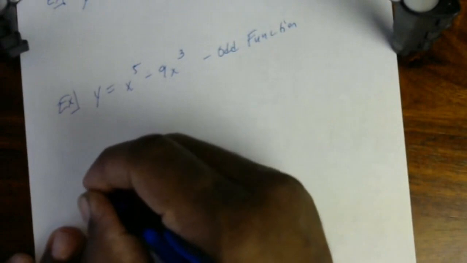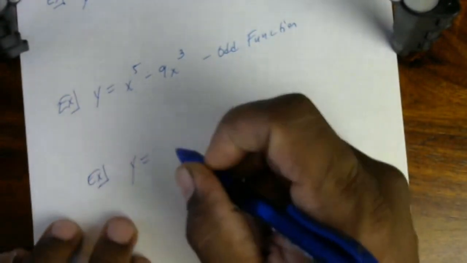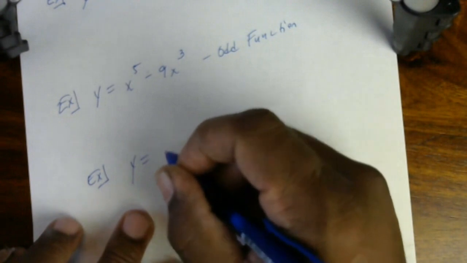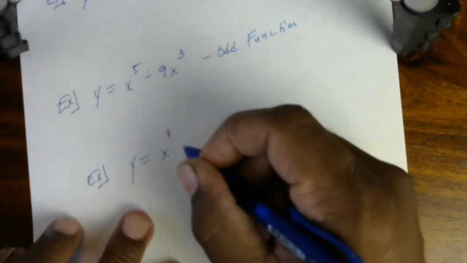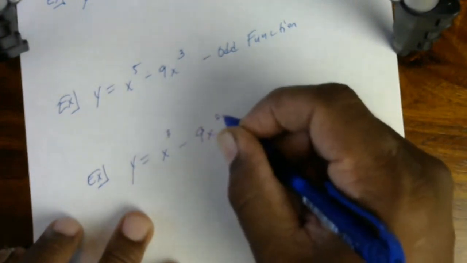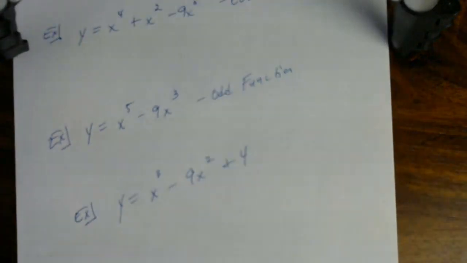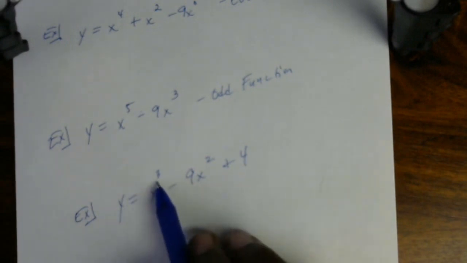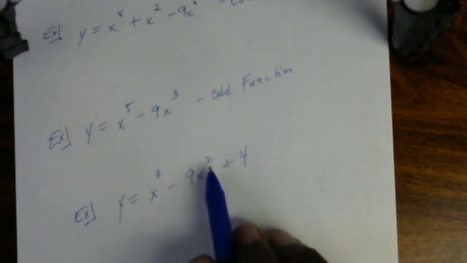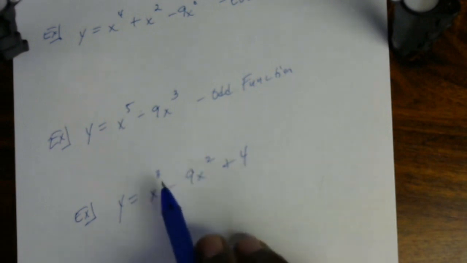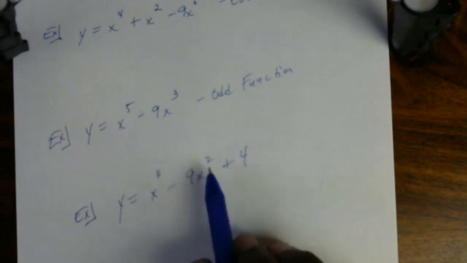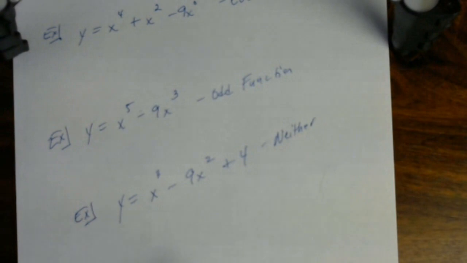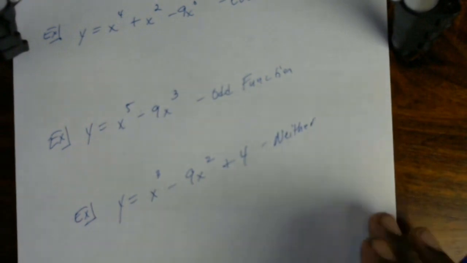So we'll take a look at a last example. y is equal to x to the 3rd minus 9x squared plus 4. So I have a variable x to the 3rd, which is odd. I have a variable x to the 2nd, which is even. If you have a mix of odd or even powers, then it's neither. Okay, this function is neither even nor odd.